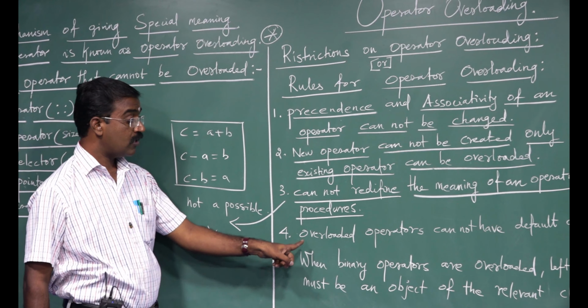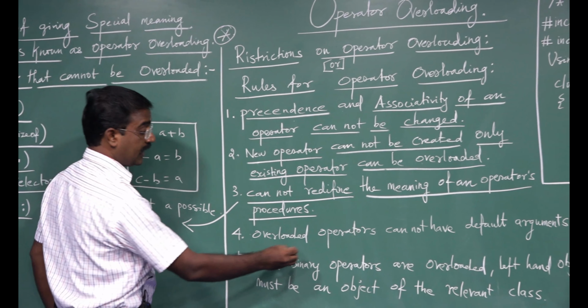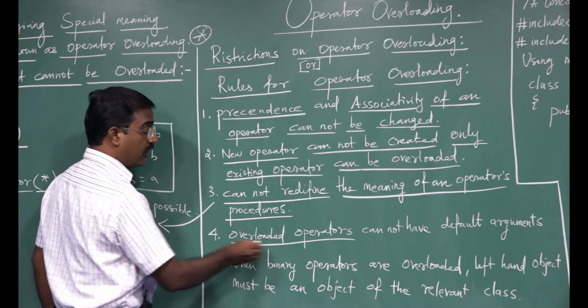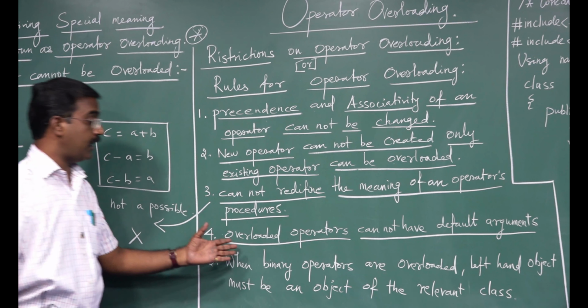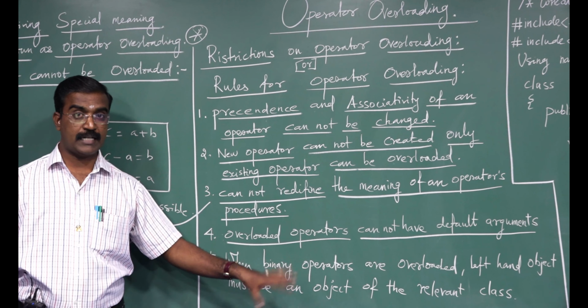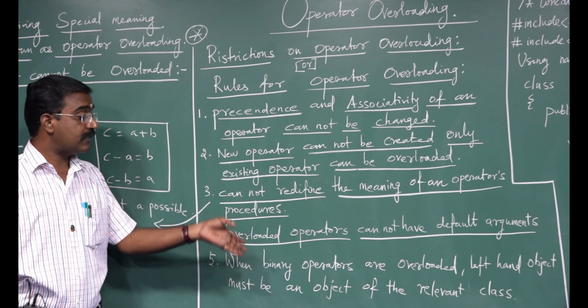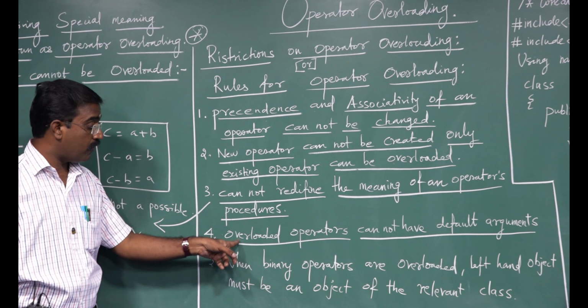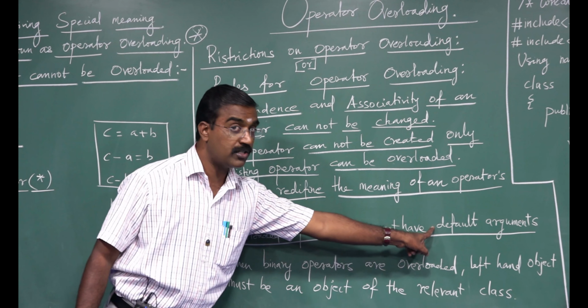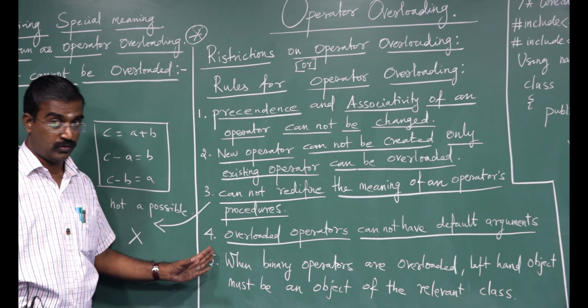The fourth one is that overloaded operators cannot have default arguments. When you are programming, we only give the arguments we need, and nothing unnecessary. Overloaded operators cannot have default arguments. This is the fourth rule.